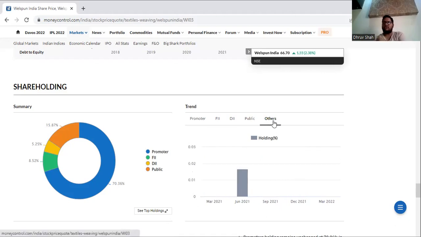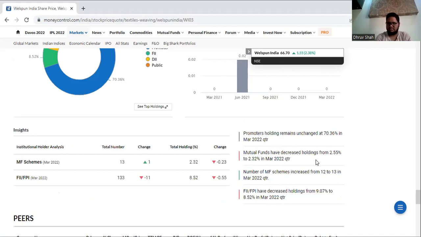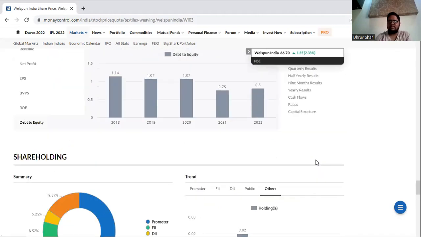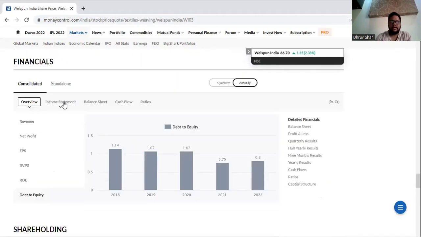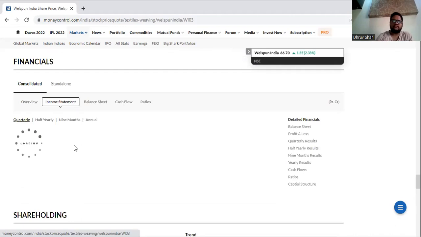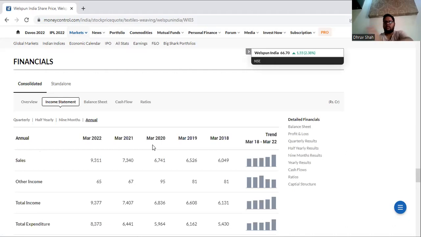Then moving on to others. Others means some ESOPs or something would be given. That will be others. So that is also not much we'll be looking into. Moving on, income statement. We'll be looking at annual. So we'll get a 4-year, 5-year comparative.